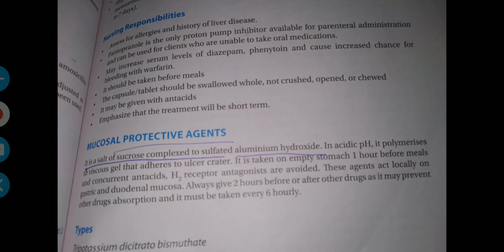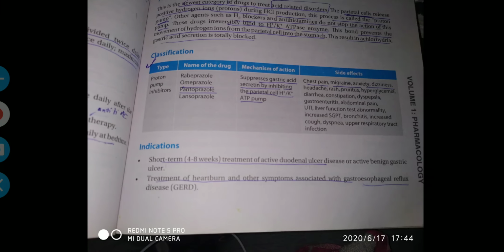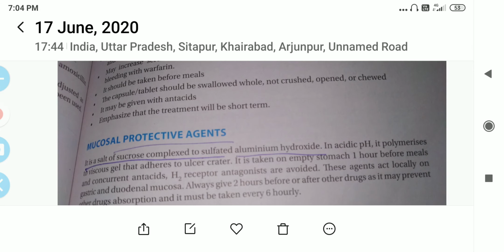Here we have discussed this. The next is mucosal protective agents. This I will discuss later.